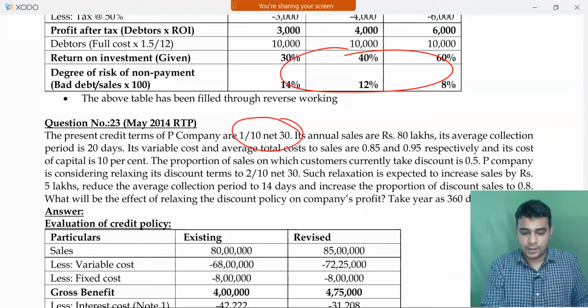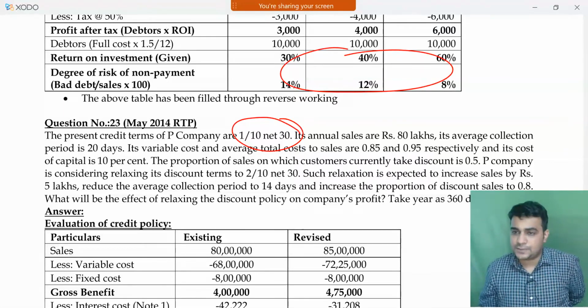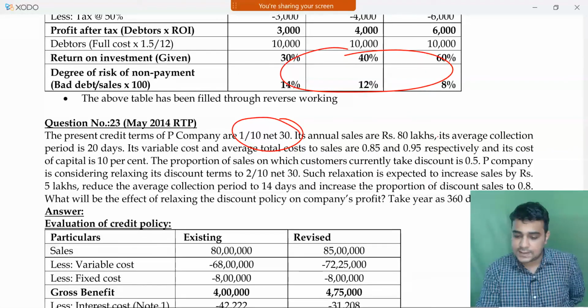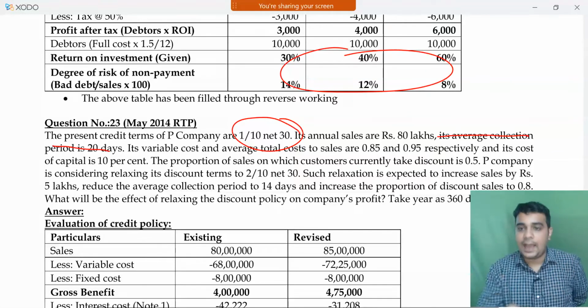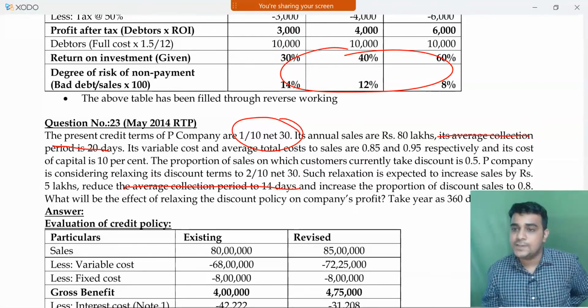Okay, question 23, which we had done. 1/10 net 30 was the credit period in that question. 50% of the customers were taking credit. Listen, in some questions in the exam this data may be missing. Average collection period is 20 days. Average collection period is 14 days.